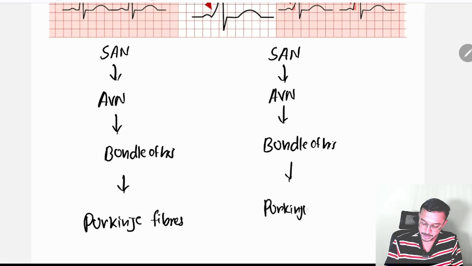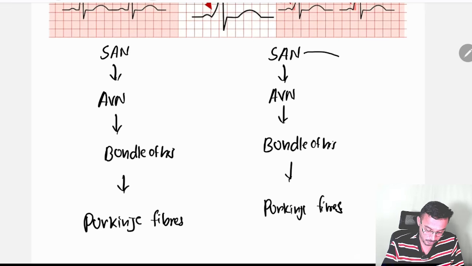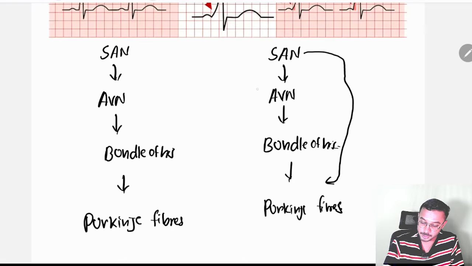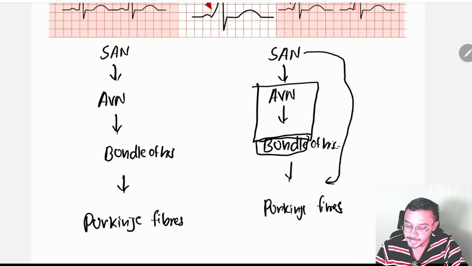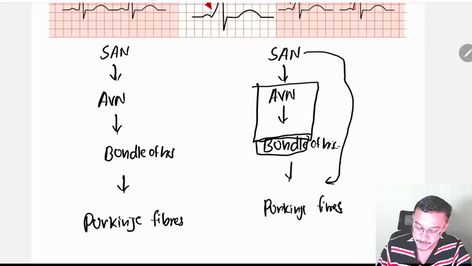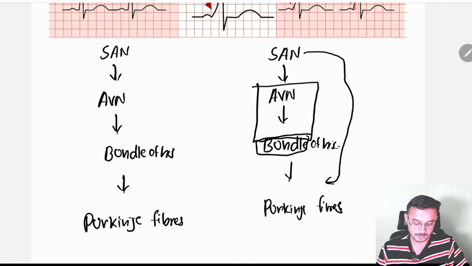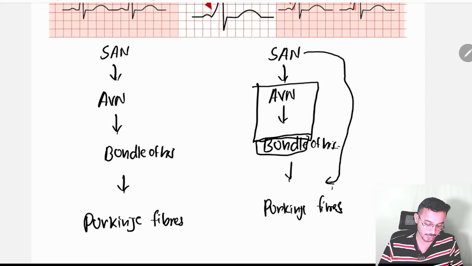Purkinje fibers, right? So here what will happen? The current will flow directly to the Purkinje fibers or bundle of His, right? It is going to skip this pathway. So it is bypassing. The current is not going from SA node to AV node to bundle of His and all. It is going directly to the bundle of His and Purkinje fibers over here. So that leads to fast conduction, right?